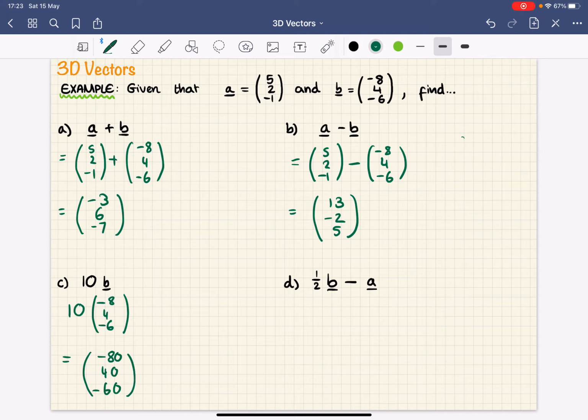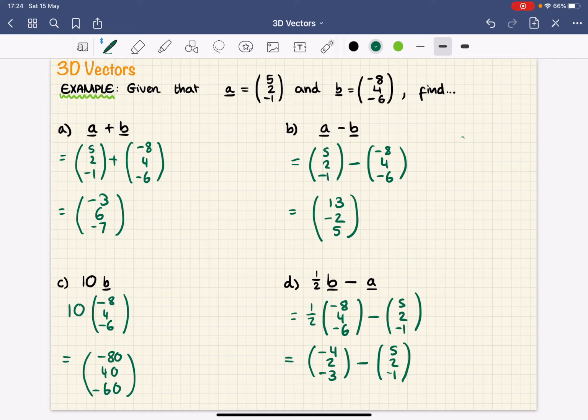And then last one here, I've got half of B take away A. So half of my B is minus 8, 4, minus 6, and my A is 5, 2, minus 1. BODMAS, I've got to do my multiplication first. So half of negative 8 is minus 4. Half of 4 is 2. And half of minus 6 is minus 3. And then doing that subtraction, minus 4 take away 5, that's going to be minus 9. 2 take away 2 is 0. And minus 3 take away negative 1, double negative there, that's going to be minus 2.